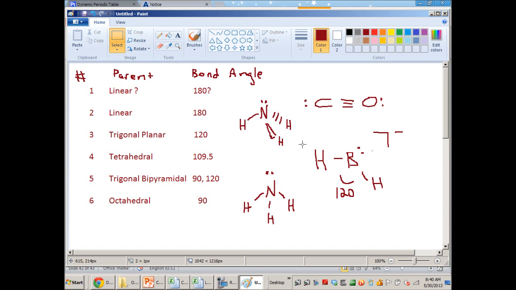So this is supposed to depict a 3D tripod-looking, pyramid-looking structure where the nitrogen is higher up than these 3 hydrogens that are equally low, and 2 of which are not in the plane of the board. This one's going behind the board. This one's going in front of the board. The wedge means going out of the board towards you. The dash means going away from you behind the plane of the board.